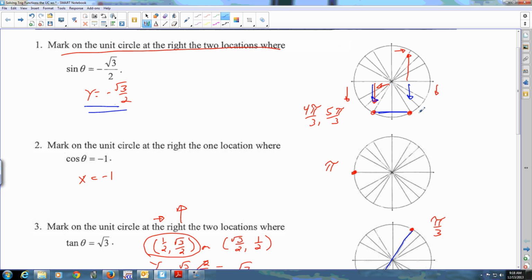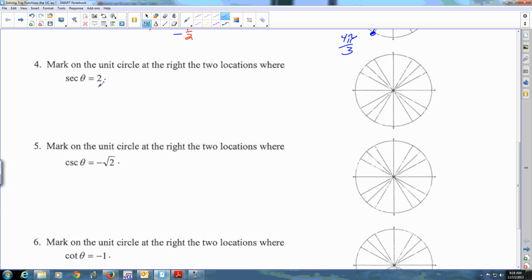Okay? Sine are your y's. The y's are the same distance down horizontally. Think about a horizontal line. Y is equal to 2. Everything horizontally there is the same. Your y's are the same horizontally.